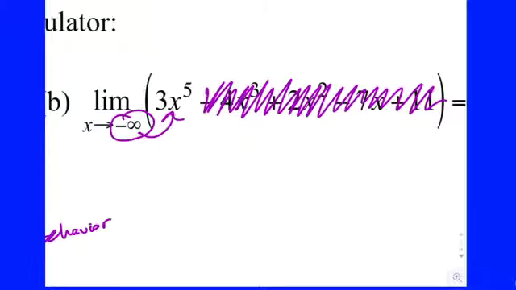What do you get when you plug in a negative number there? 3 times negative to the fifth is what? Negative. So the magnitude is going to get really, really big, but the sign is always going to be negative. So that goes to negative infinity.